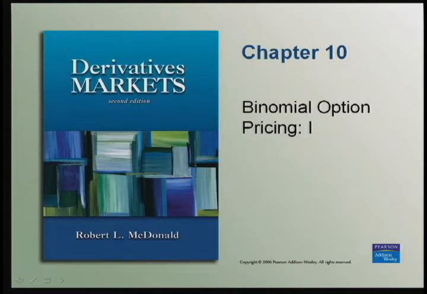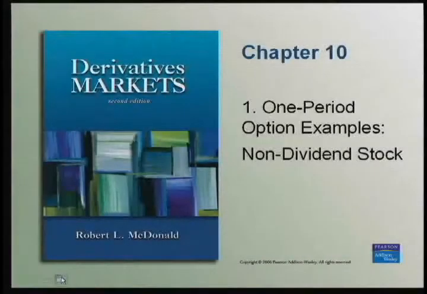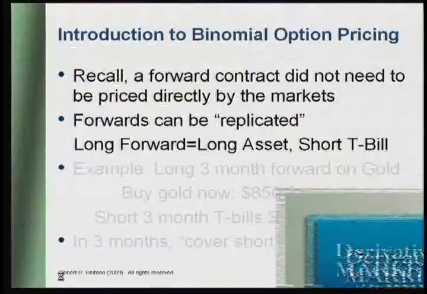We'll now turn to Chapter 10, which is one of two chapters on the binomial option pricing model. Chapter 10 will have 7 modules, the first of which will be some examples of option pricing on non-dividend stock using a single period in our binomial model. So we'll do a few examples, then we'll start building the math around these examples.